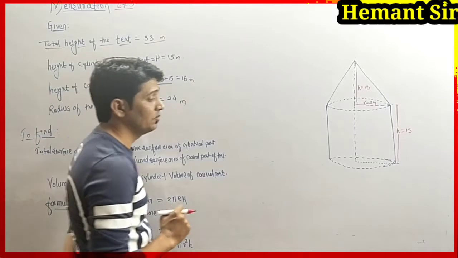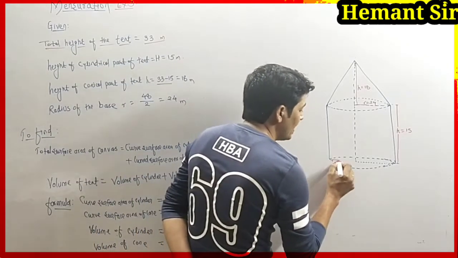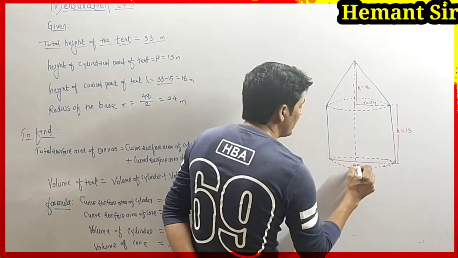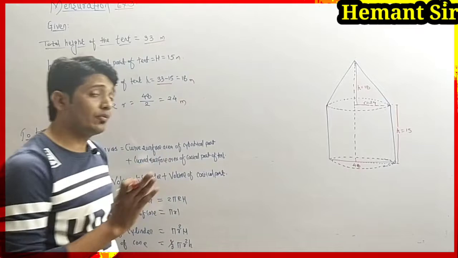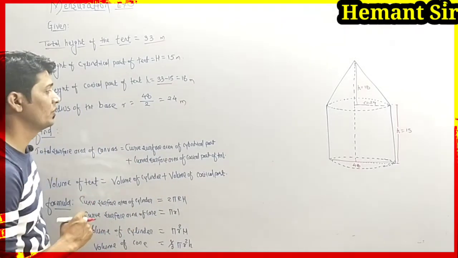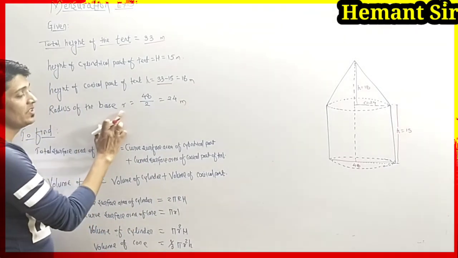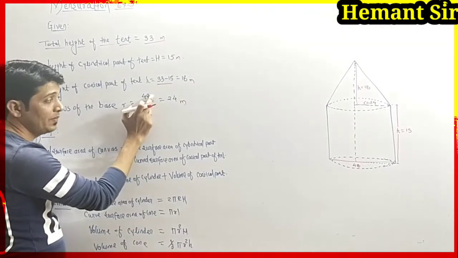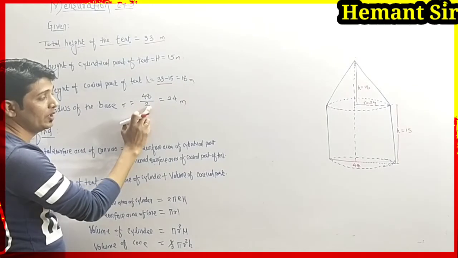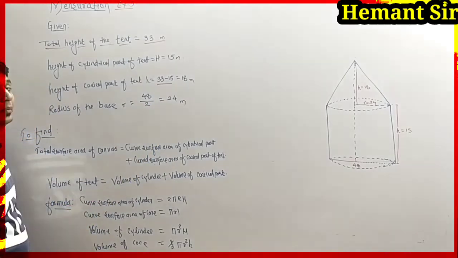Now the radius of the base. So what is the radius of the base? It is given that the diameter of the base is 48. That means half of 48 is the radius. So the radius of the base is r, which equals diameter divided by 2, that means 24 meter.